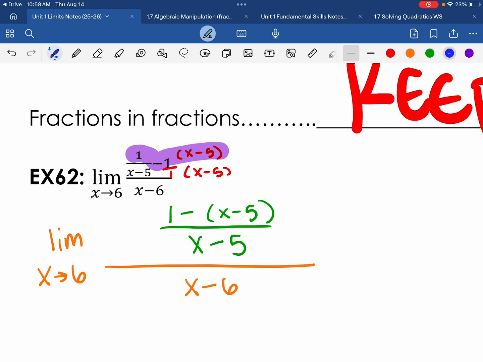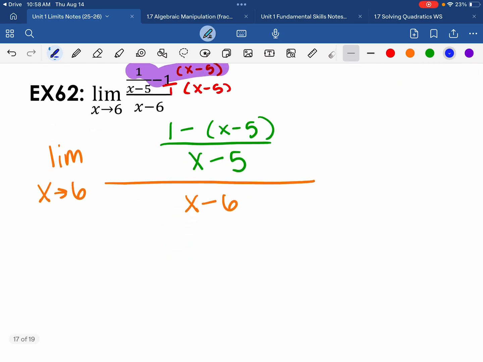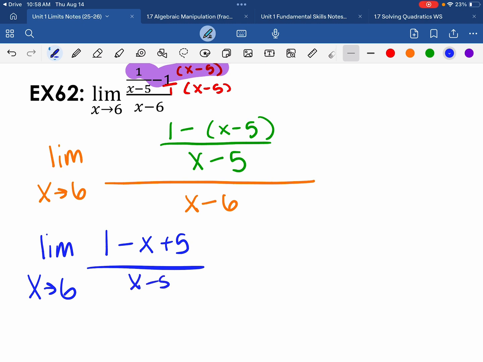All right, so I'm not canceling anything. This is where people get confused, because they try to cancel out the x minus 5s right here. Do not do that. All right, right now all I'm doing is I'm going to simplify the top, and I'm going to rewrite that again. The limit as x approaches 6, 1 minus x plus 5 over x minus 5 over x minus 6.